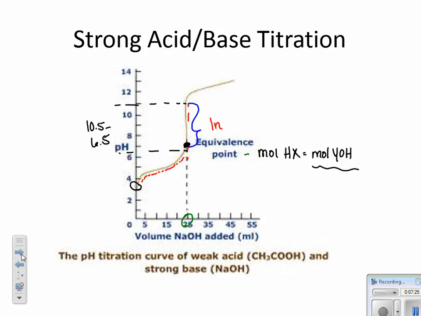And wherever that is, when the indicator changes color, let's say it's right in here around pH 10.2 or 10, that's what we call the end point. And that is when you stop your titration. So the end point is where the indicator changes color. And that is our visual cue to stop titrating.